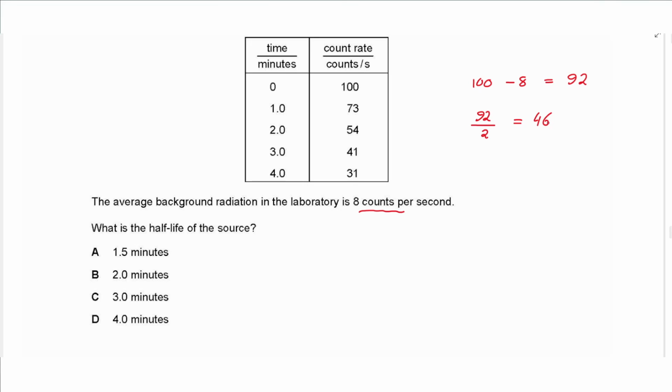But in order to check the numbers in the table, we need to add the background again. So 46 plus 8 gives 54, which actually exists in the table. So going from here to here, that's 1 half-life because we divided by 2 one time. And that took 2 minutes. So the answer is 2 minutes and B.